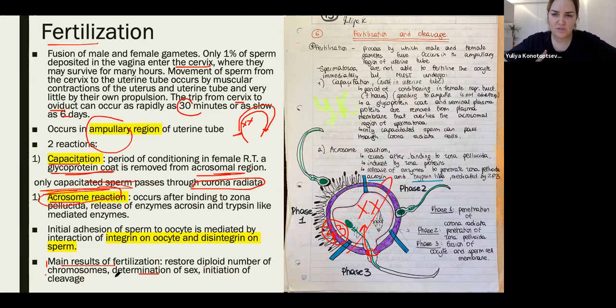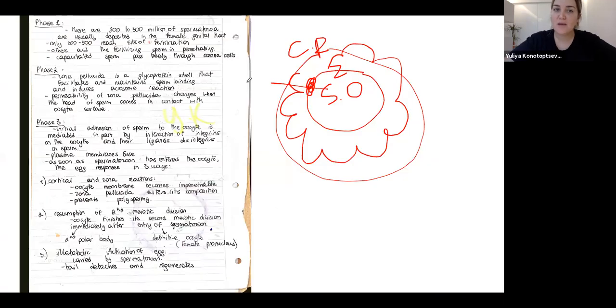Okay, something is more important here. We said digestive enzymes. What are their names? Acrosin and trypsin-like. So acrosin and trypsin-like enzymes need activation by zona pellucida, right? So they need activation by ZP3. Here's some additional information, but it's not important, okay?